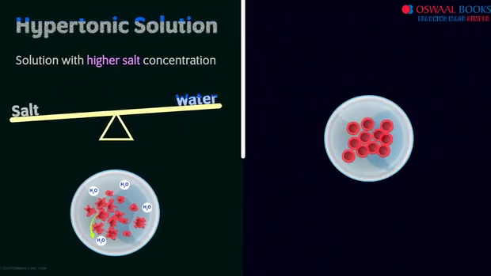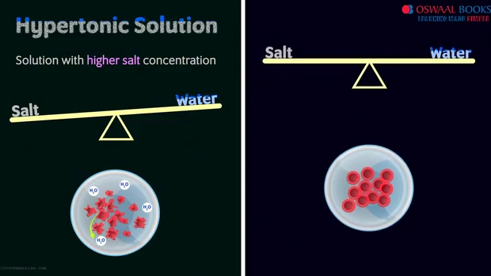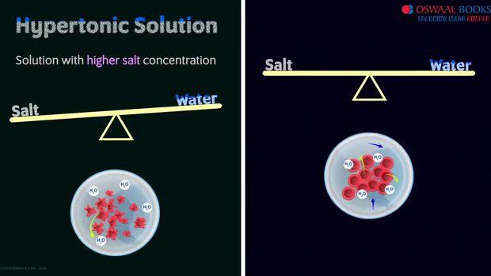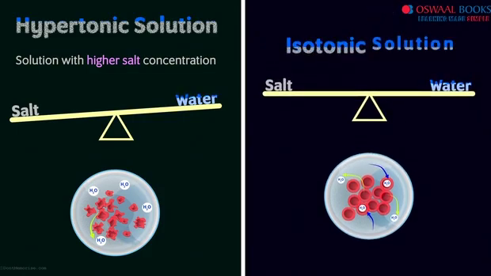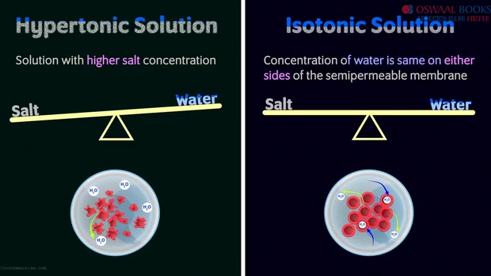Now let's have a look at the second case. Here, the level of salt and water seems to be the same on either side of the cell membranes. That is, both within and outside the cell. Therefore, there was a balance in the movement of water. What do we understand by this? It means that the movement of water was the same in either direction. As a result, the size of the cell did not change. It remained the same. Do you know what such a solution is called? It's called an isotonic solution. The two solutions are isotonic when the concentration of water is the same on either side of the semi-permeable membrane.